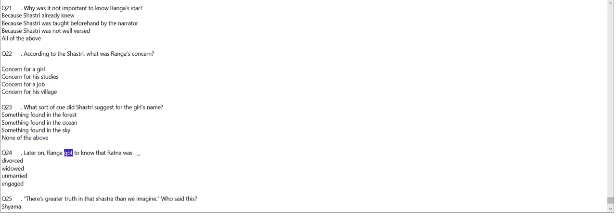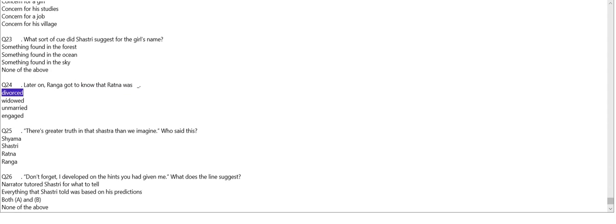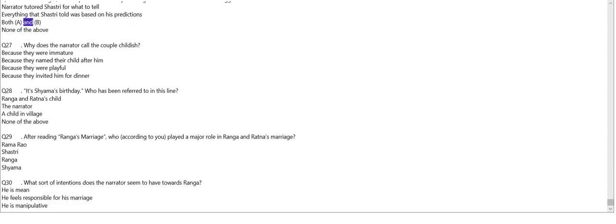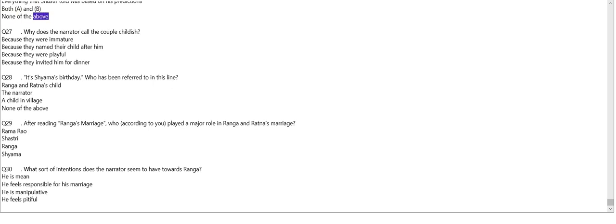Q24. Later on, Ranga got to know that Ratna was _ divorced. Widowed. Unmarried. Engaged. Q25. There's greater truth in that Shastra than we imagine. Who said this? Shyama. Shastri. Ratna. Ranga. Q26. Don't forget, I developed on the hints you had given me. What does the line suggest? Narrator tutored Shastri for what to tell. Everything that Shastri told was based on his predictions. Both A and B. None of the above.